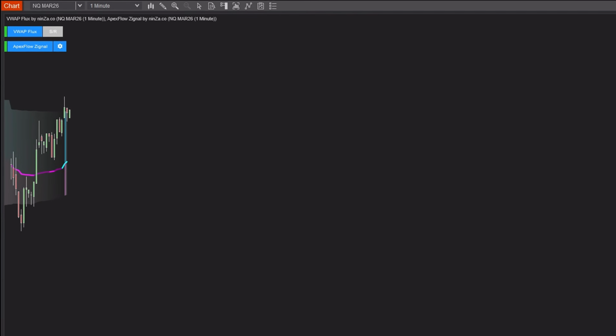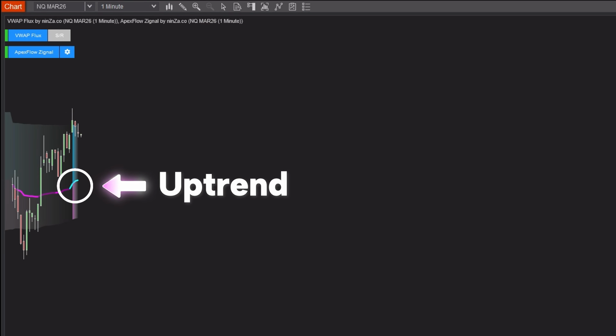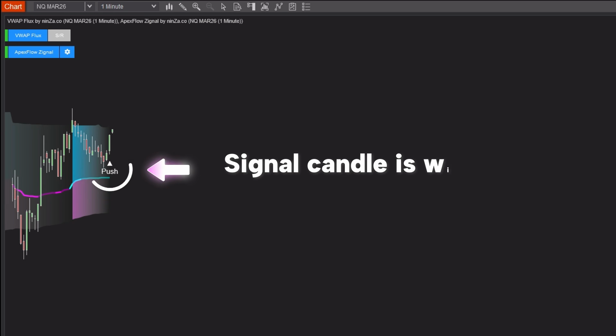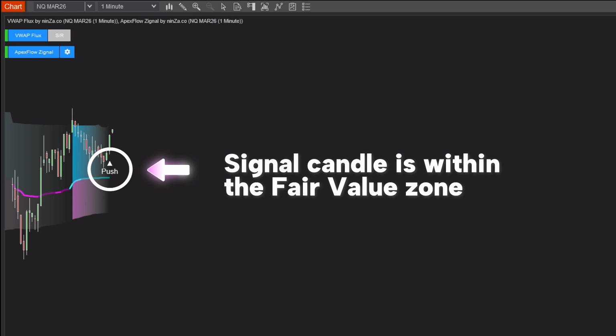The first condition we need to wait for is for VWAP Flux to clearly define the market trend. Only when the trend is confirmed do we start looking for trading opportunities. And in this example, you can see that VWAP Flux is showing a very clear uptrend. Next, you can see a push signal appearing right here, and the signal candle is fully inside the bands. This is a valid push signal.